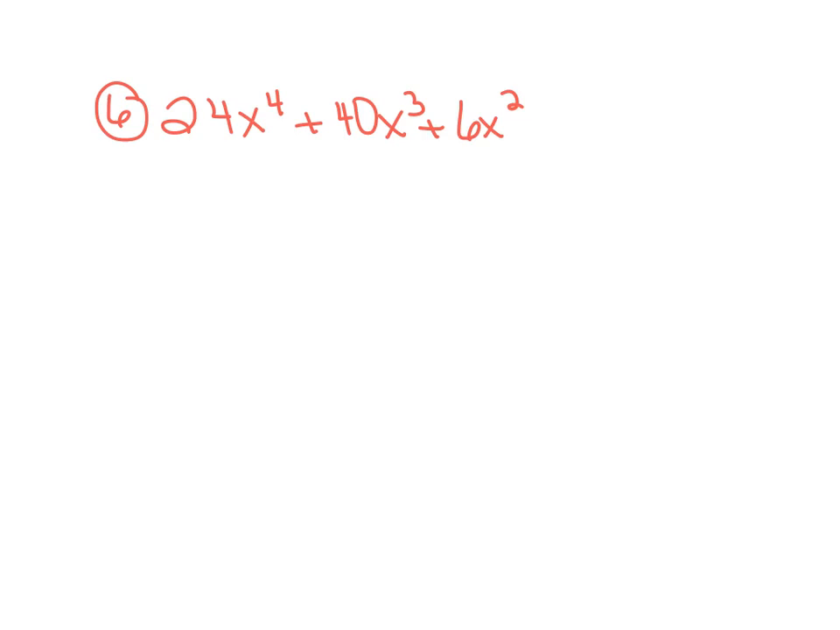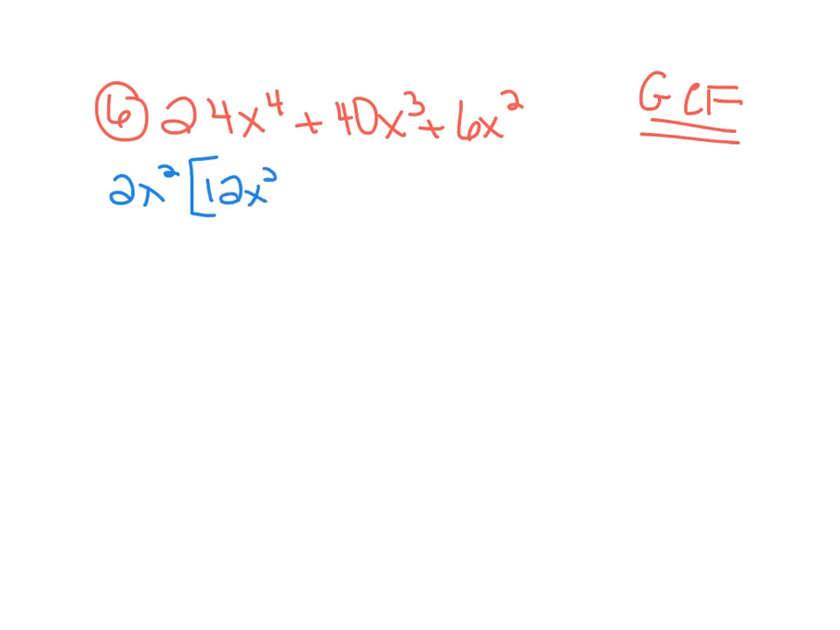Now, as you look at this one, before you start trying to guess and check and erase and try again, hopefully you notice something right away. You should have noticed that you could take out a greatest common factor. Do that first. It will make your life easier. You should have taken out a 2x squared. So here's what you're left with.